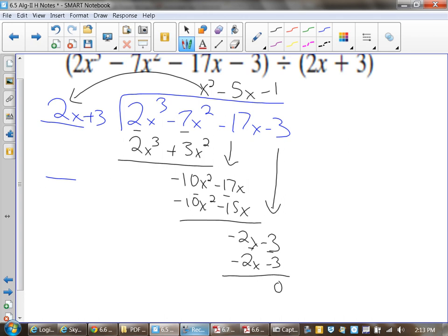So when I divide 2x cubed minus 7x squared minus 17x minus 3 by 2x plus 3, my answer is x squared minus 5x minus 1. And like I said, this process is going to allow us to find slant asymptotes later on. Just introducing it a little bit today, and then we're going to go back to it again later.